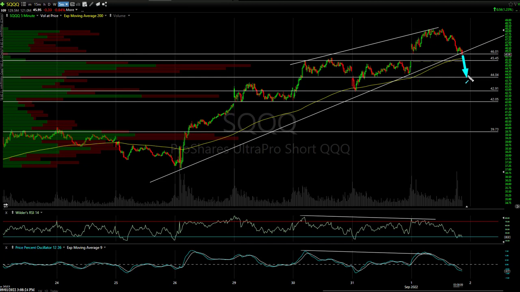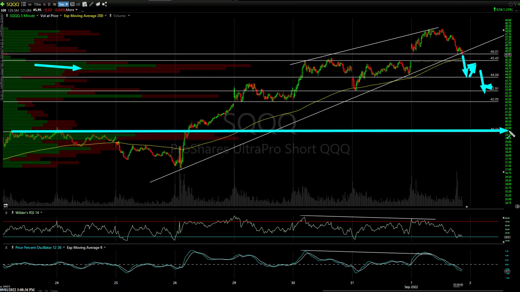Could certainly come in the after-hour session and/or overnight. And then you can see the stops along the way. 44.04, they'll step in and buy, and then probably get a bounce, then come on down here. And ultimately, this would be my max target right now.